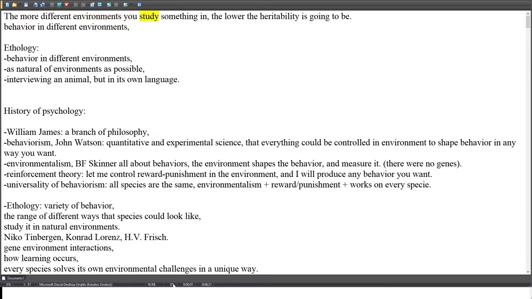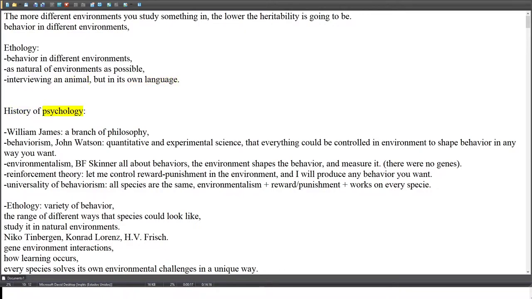The more different environments you study something in, the lower the heritability is going to be. Behavior in different environments: ethology. Behavior in different environments, in as natural environments as possible. It is like interviewing an animal, but in its own language.